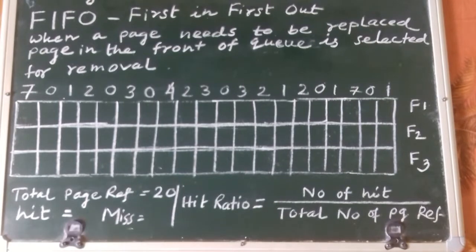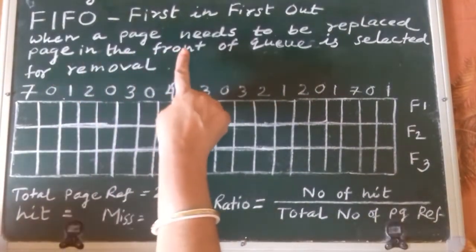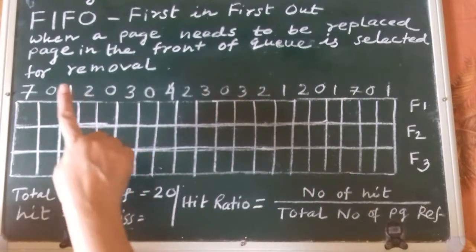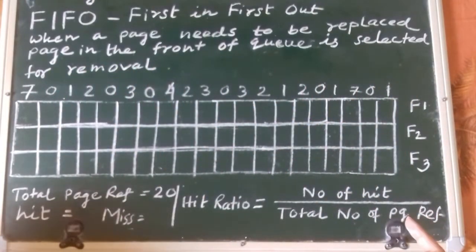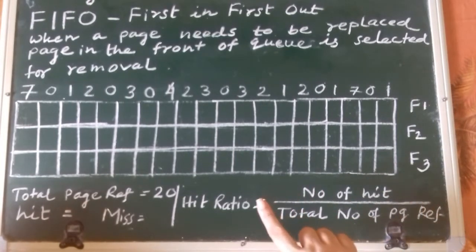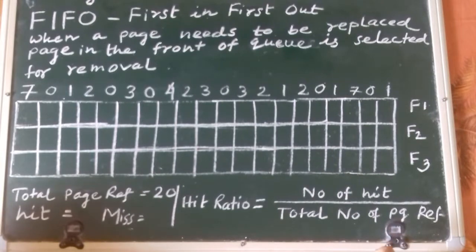The definition of FIFO page replacement algorithm is, obviously, first in first out, and in general if I want to give the definition, it is: when a page needs to be replaced, the page in the front of the queue is selected for removal. So in a simple way we can tell that the page which has entered first into the main memory should be replaced.